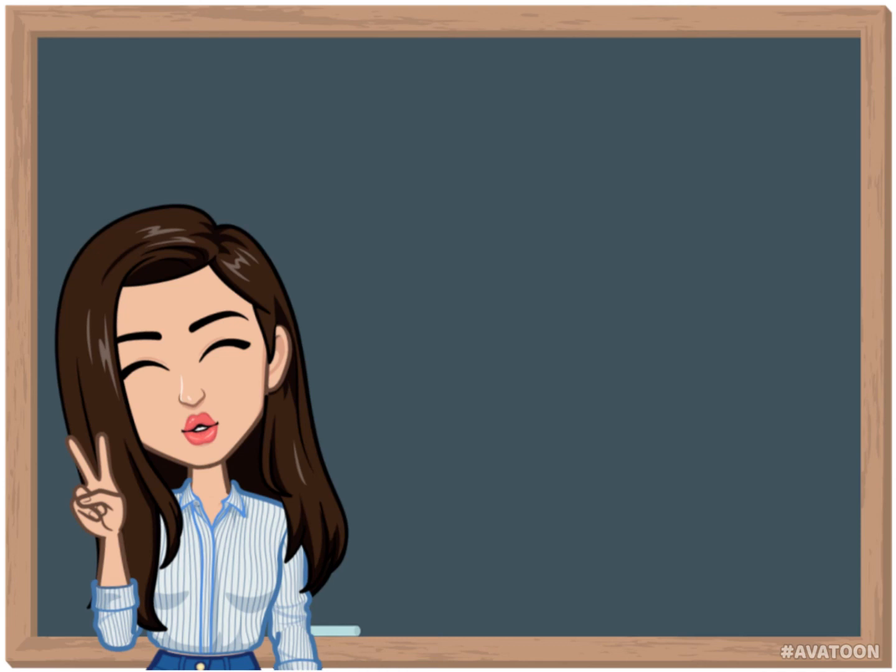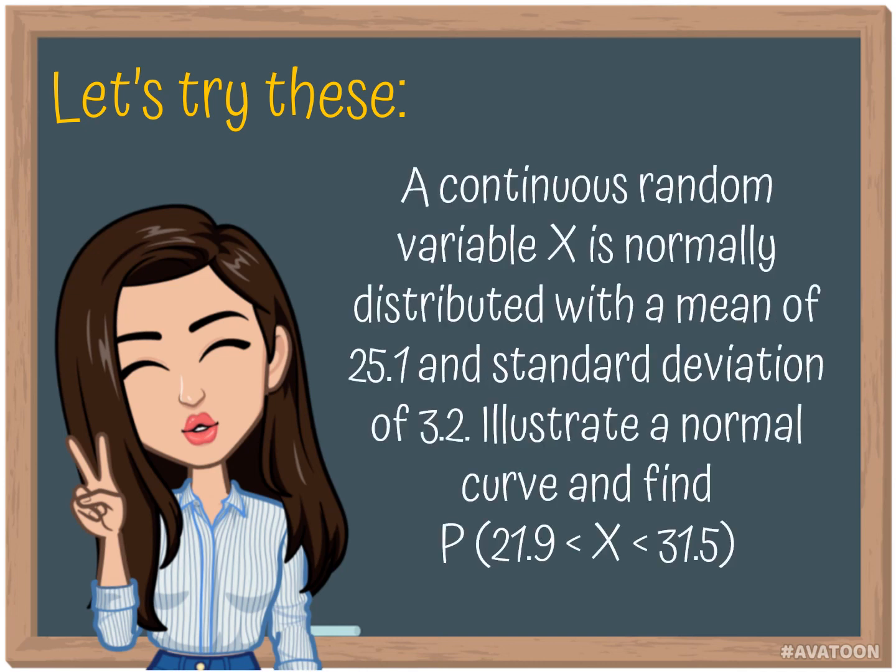Okay, it's your turn now. Let's check what you've learned. Read the instructions and write your answer on your answer sheet. Try this problem. You may pause this video while answering. A continuous random variable x is normally distributed with a mean of 25.1 and a standard deviation of 3.2. Illustrate a normal curve and find the probability of x is greater than 21.9 and less than 31.5.